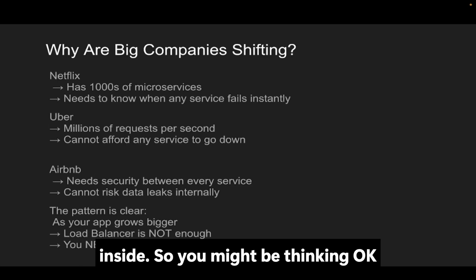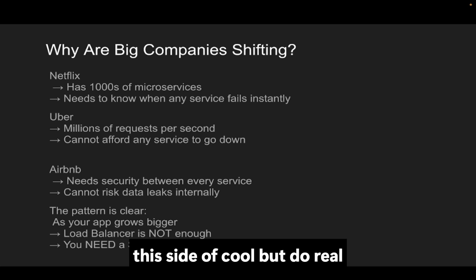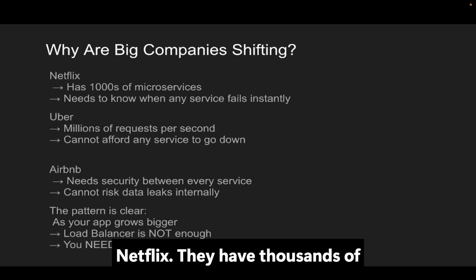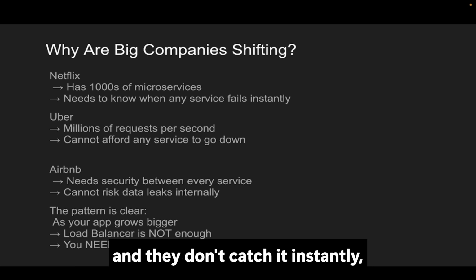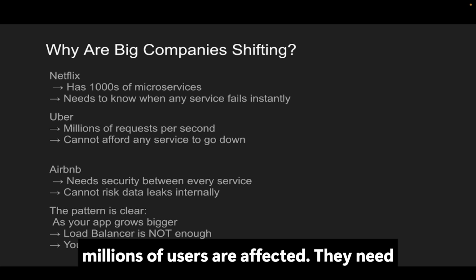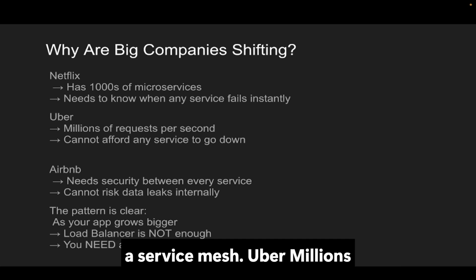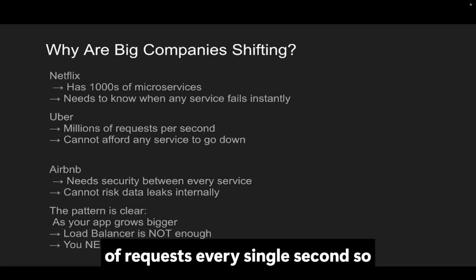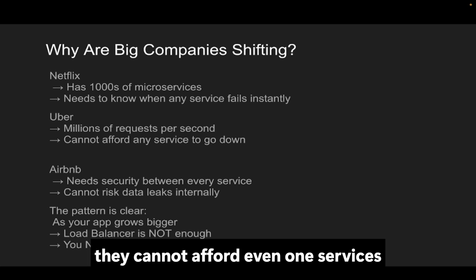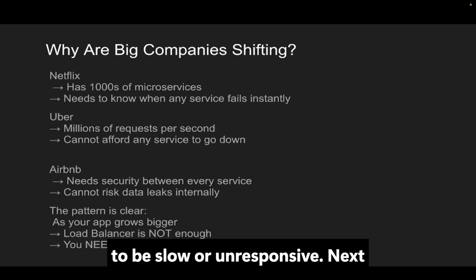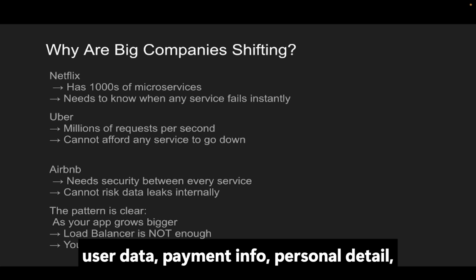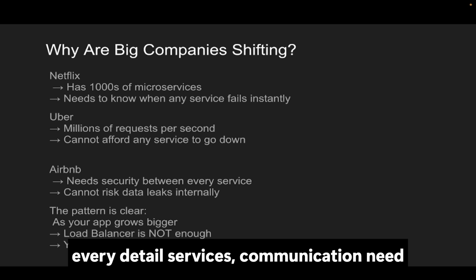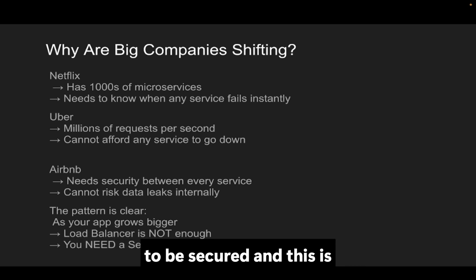So you might be thinking, okay, this sounds cool, but do real companies actually use this? Absolutely. Netflix has thousands of microservices. If one service goes down and they don't catch it instantly, millions of users are affected. They need a service mesh. Uber handles millions of requests every single second, so they cannot afford even one service to be slow or unresponsive. Next is Airbnb. They are handling sensitive user data, payment info, personal details, so every service communication needs to be secure.